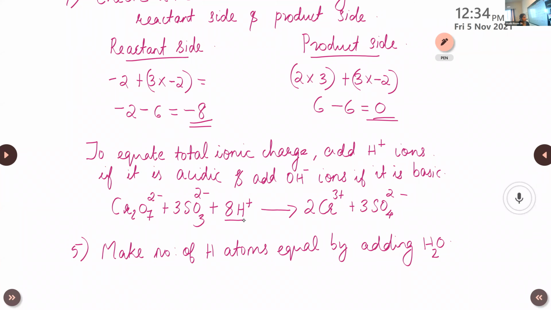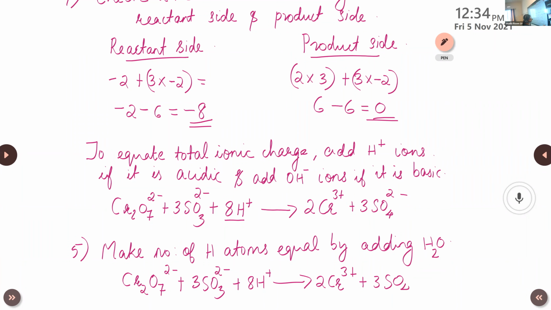Here it is 4, right? Okay. So it is Cr2O7 2 minus plus 3SO3 2 minus plus 8H plus gives 2Cr3 plus, 3SO4 2 minus plus 4H2O. Here it is 4 into 2, 8, right? So 8 hydrogen atoms in the right side and 8 hydrogen atoms in the left side. Now everything is balanced. So these are the 5 steps required to balance the redox reaction in oxidation number method.